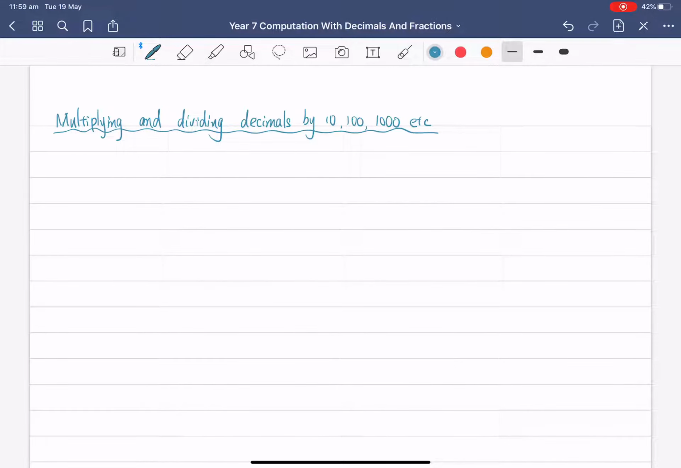Alright, so in this lesson we're going to do multiplying and dividing decimals by 10, 100, 1,000, etc. It's going to be a short lesson. The concept is quite easy, and I'm pretty sure everyone can get it really easily.